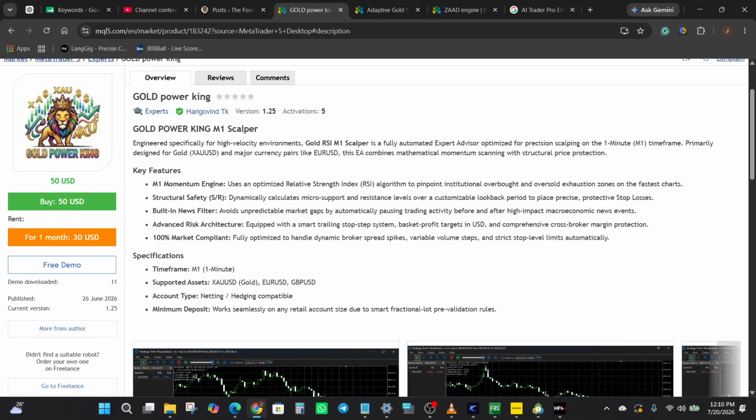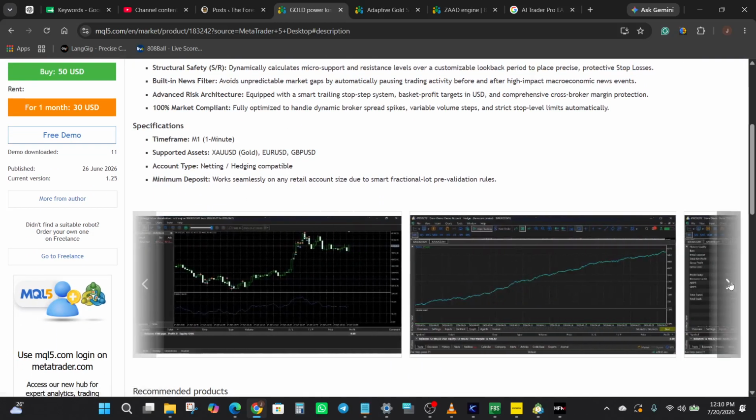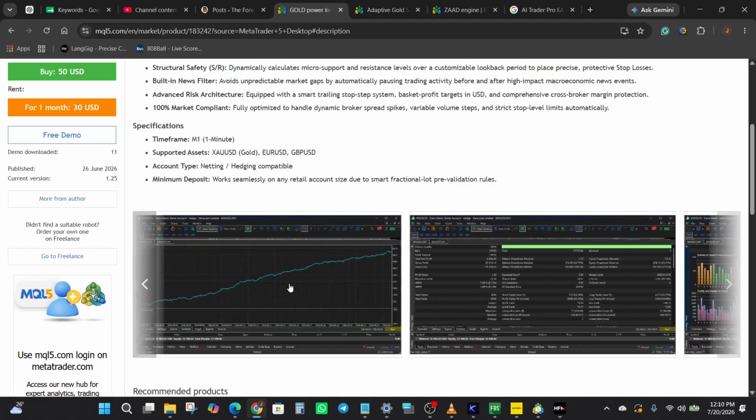Now, under specifications, this runs on the M1 time frame and it supports XAU USD, Euro USD, and GBP USD. Works with both netting and hedging account types. And the listing states that it is designed to work on any retail account size, through fractional lot pre-validation. Okay, so now let us get into the back test that I ran myself. But before then, let's see what the seller provided for us here.